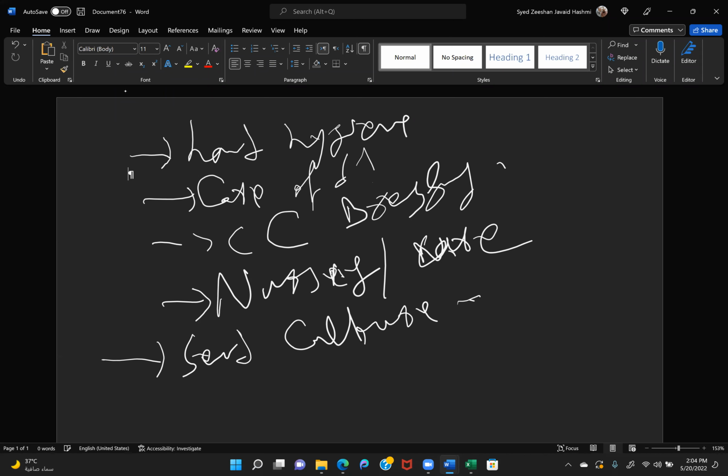Until it is strongly needed, you should not keep it. So these are the things. There may be some others as well, but I'm just trying to give an idea about the lines.